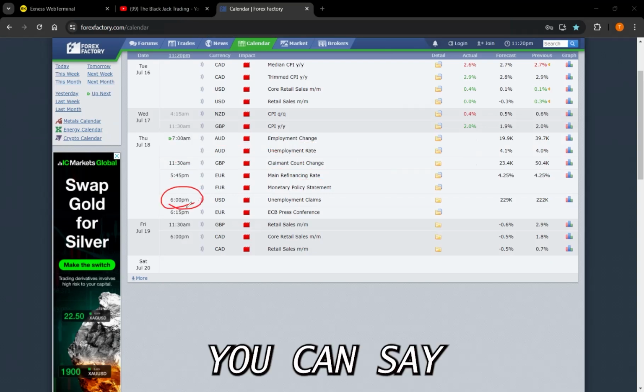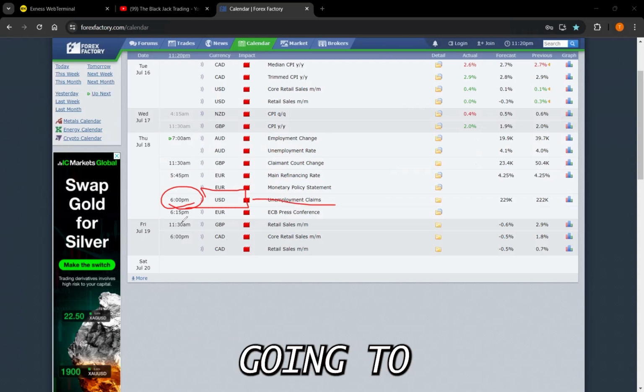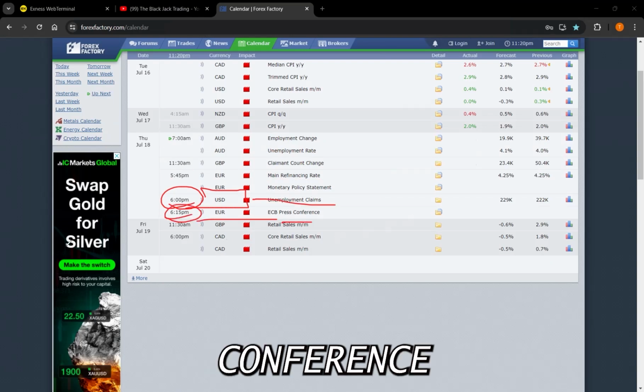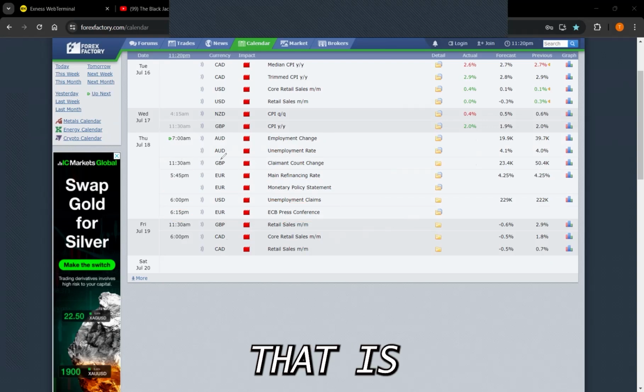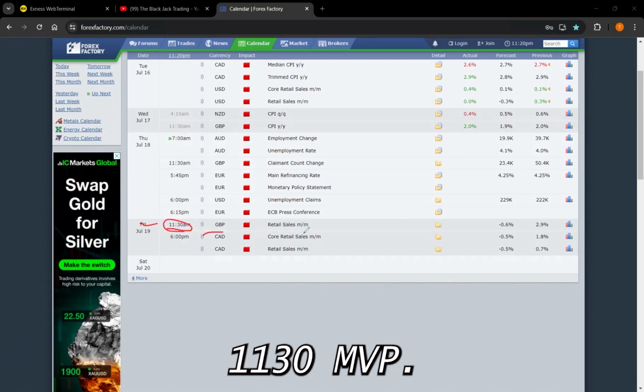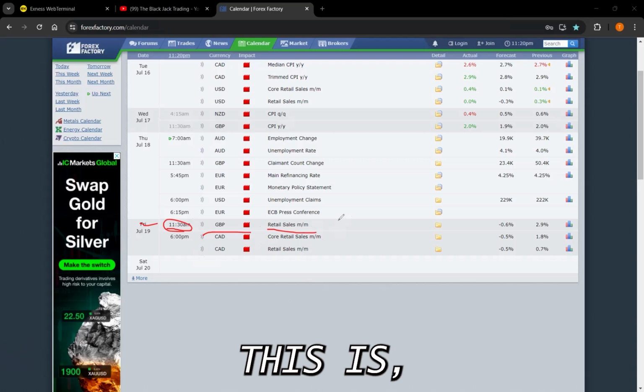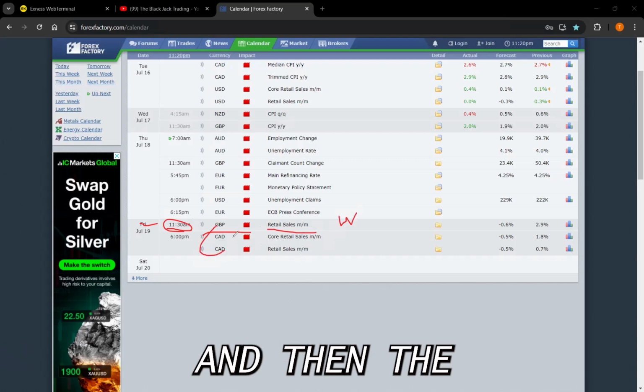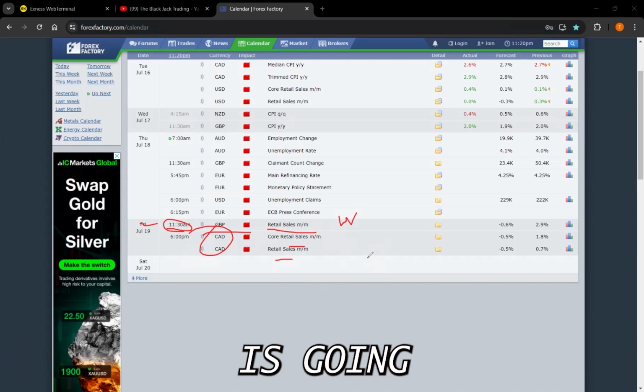Exactly at 7, or you can say 6 p.m., USD unemployment claims is going to be released, and at 6:15 the euro press conference is going to be there. So there is going to be high volatility tomorrow as well. As you can see, there is a lot of news that is going to be released in the market tomorrow. And on Friday itself, there will be two news: at 11:30 a.m. GBP retail sales data is going to be released. This is low volatility kind of news in the market, and then the Canadian dollar retail sales and core retail sales are going to be released in the market.